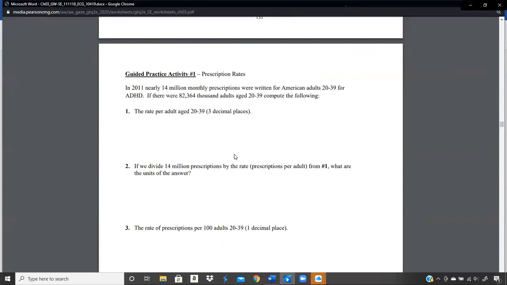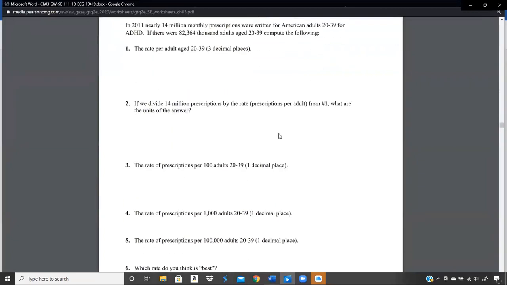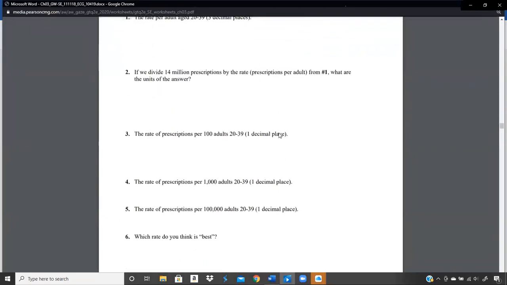In 2011, nearly 14 million monthly prescriptions were written for American adults aged 20 to 39 for ADHD. If there were 82,364,000 adults aged 20 to 34, compute the following. The rate per adult aged 20 to 39 with 3 decimal accuracy. Then if we divide 14 million prescriptions by the rate from number 1, what are the units of the answer? The rate of the prescriptions per 100 adults in that age range, the rate of prescriptions per 1,000 adults in that age range, the rate of prescriptions per 100,000 adults in that age range.